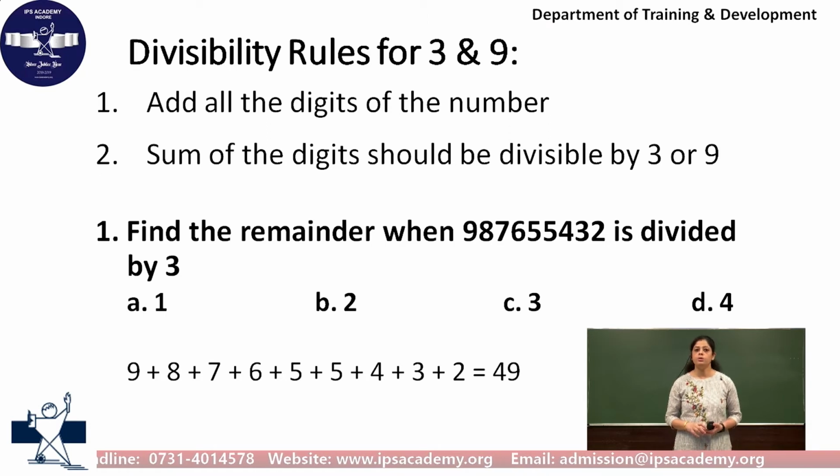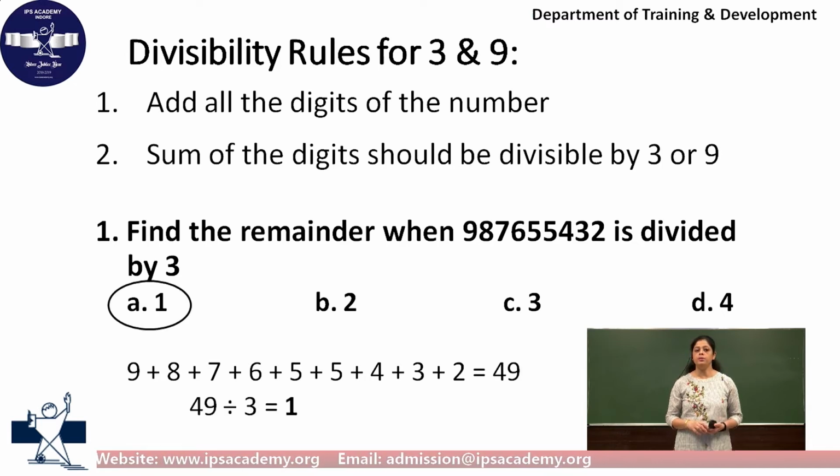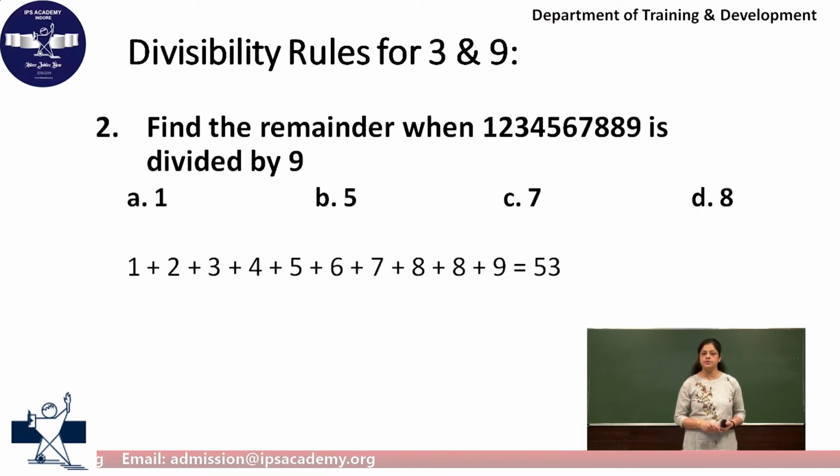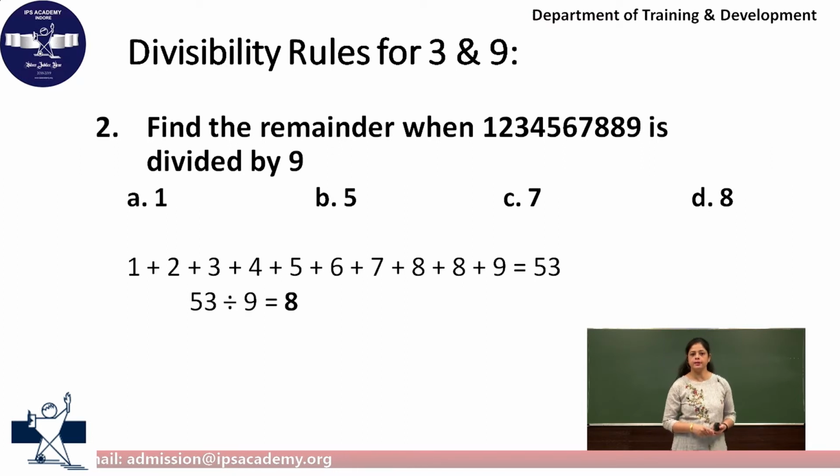And then we have to divide the sum by 3, because 3 is our divisor. So 49 divided by 3, remainder is 1. That's why our answer is 1. Same thing for 9. Add all the digits, divide the sum by 9 and see the remainder.